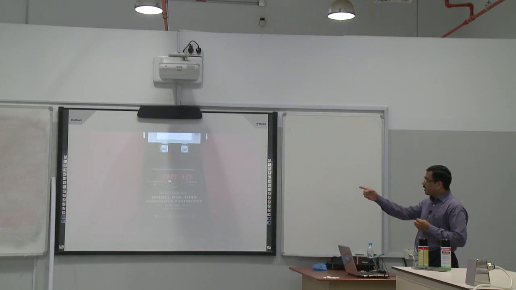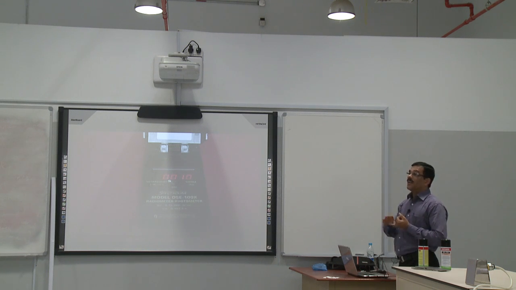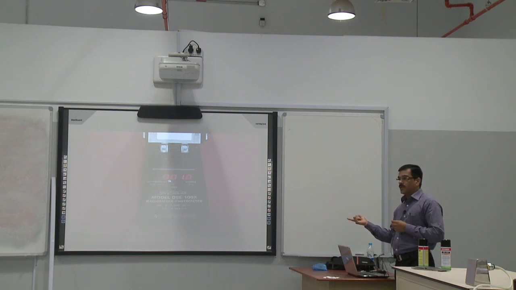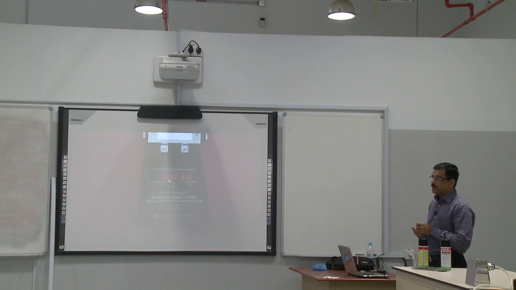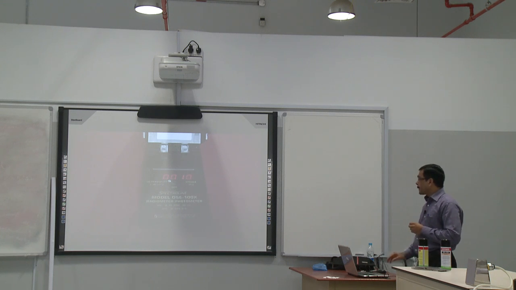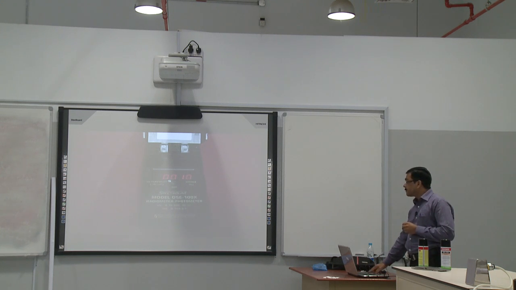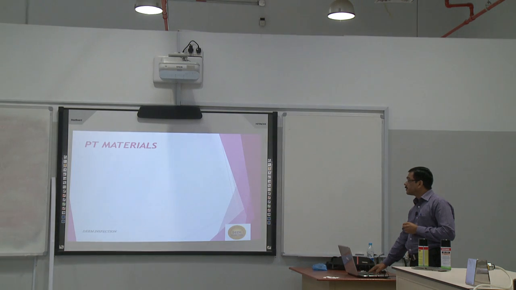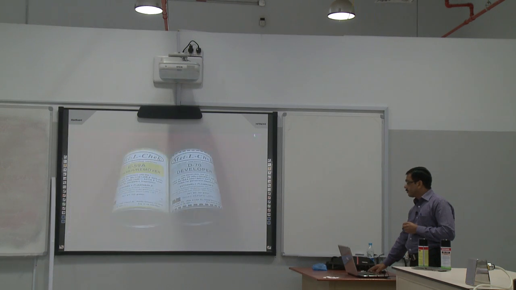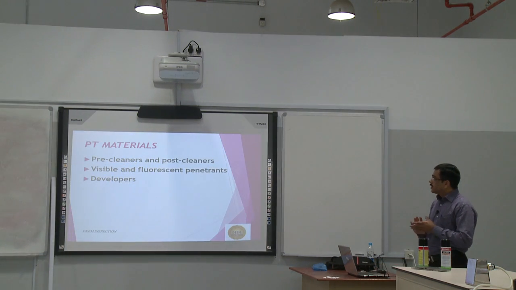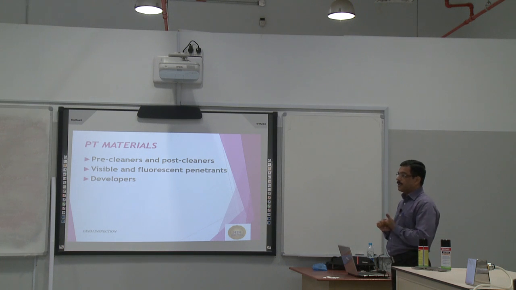If you are using a fluorescent lamp, this is an intensity meter to check how much intensity the light has. It is called a radiometer. There are 2 sensors. We can check the white light intensity and the UV lamp intensity. We can measure both with this radiometer. So these are the 3 PT materials we have.